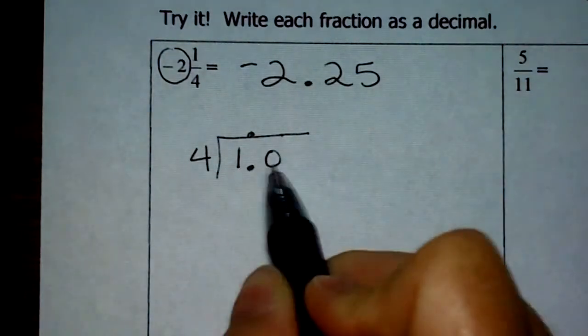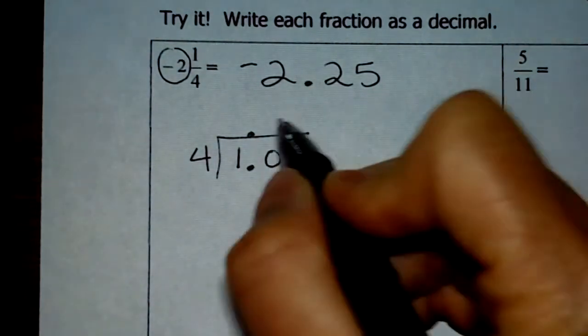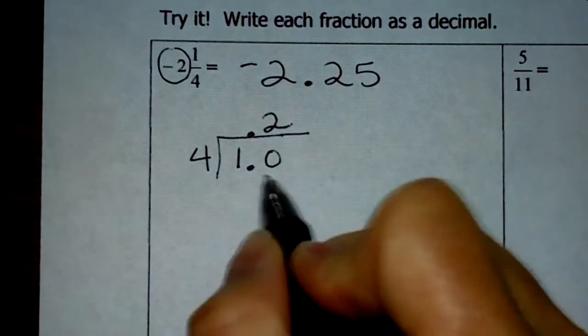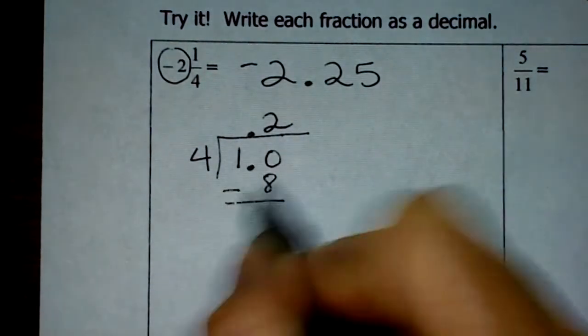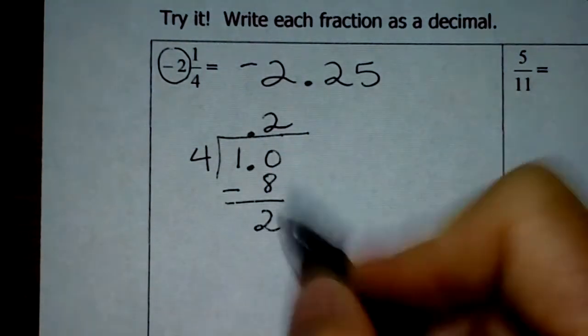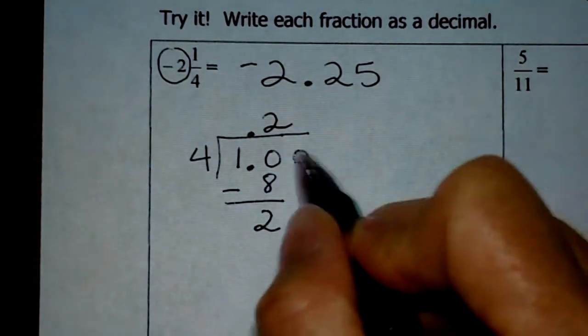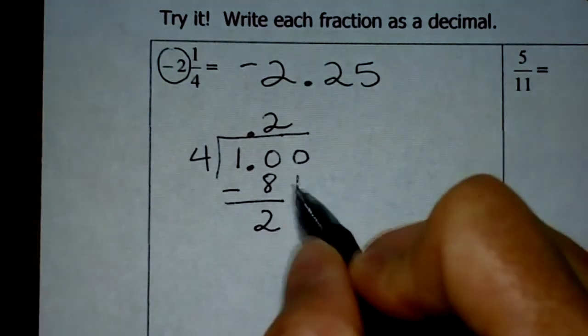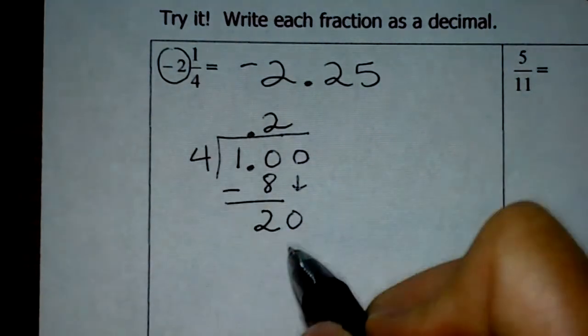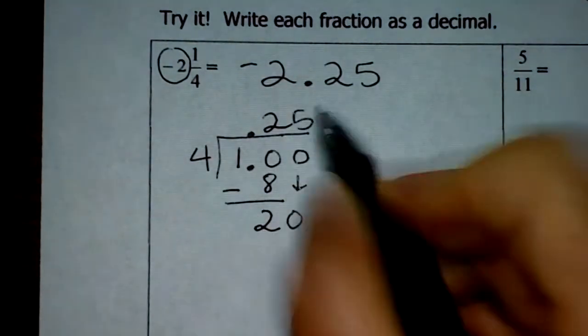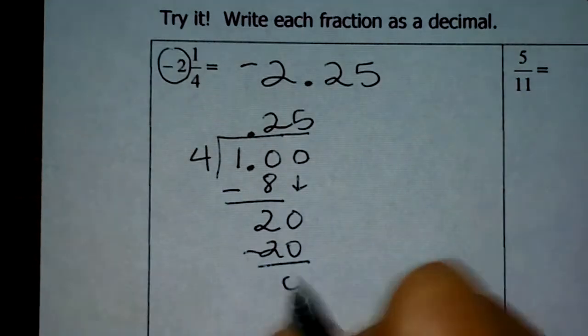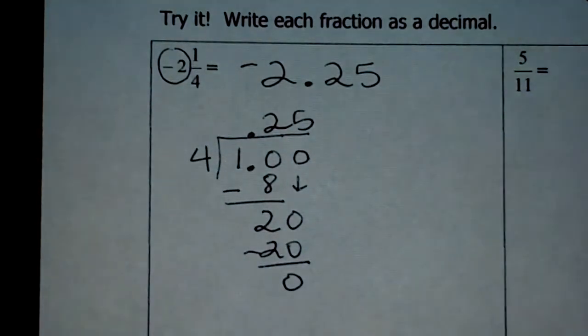4 doesn't go into 1, but it goes into 10. It goes into 10 twice. 4 times 2 is 8. We subtract. 10 minus 8 is 2. I still have a remainder, so that means I'm going to keep on going. I'll add another 0 because that doesn't change the value of anything, and drop it down. 4 goes into 20 5 times. 4 times 5 is 20. Subtract. Once you get your 0, then we know that we're done. So that's another way to get 0.25 if you didn't know that benchmark fraction.